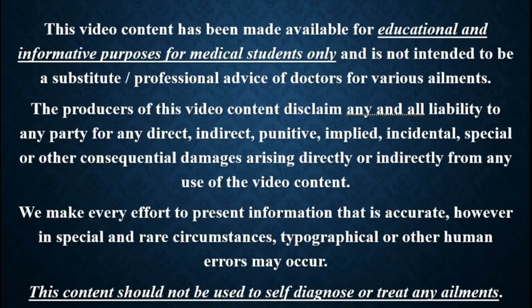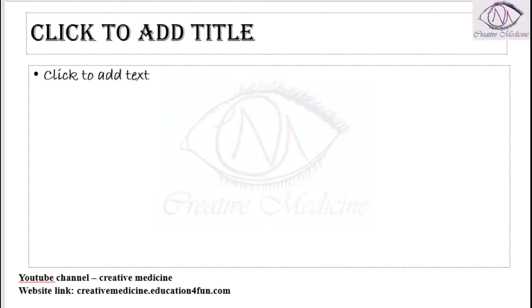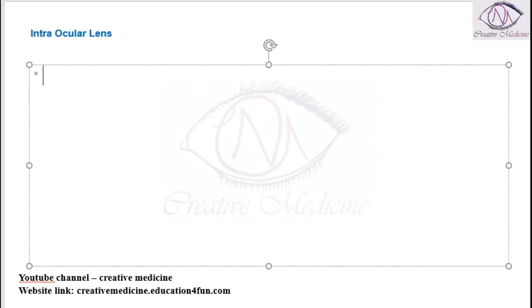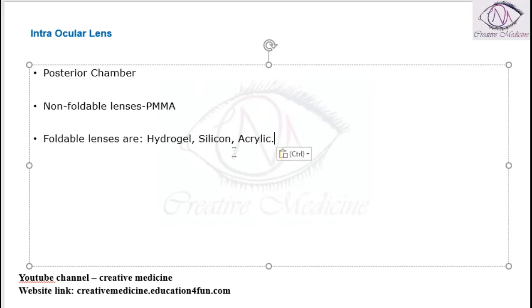In this lecture, we will learn about intraocular lens. Intraocular lens are mainly placed in the posterior chamber, and these intraocular lens are of two types. One, we have non-foldable lens, which are made up of polymethyl methacrylate, and we have foldable lens, which are made up of hydrogel, silicone and acrylic. So these are mainly the posterior chamber intraocular lens.